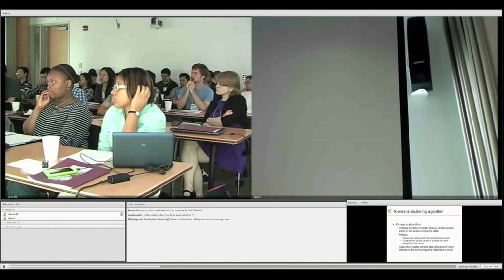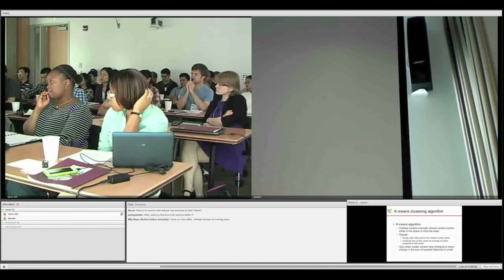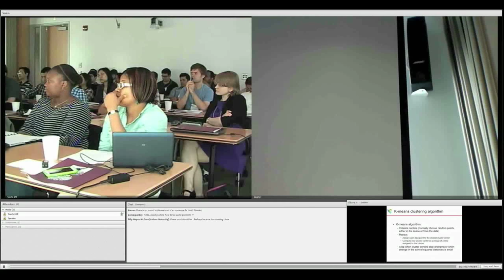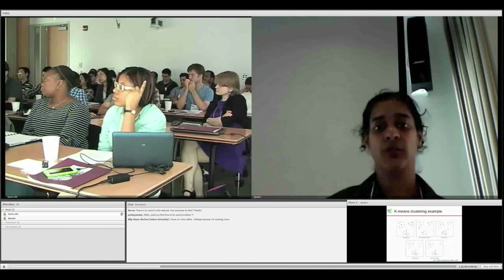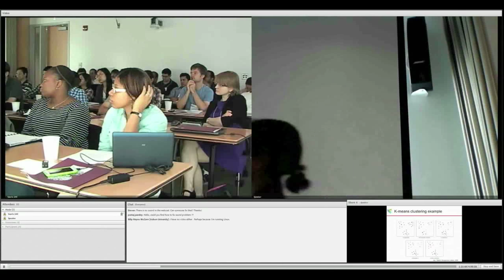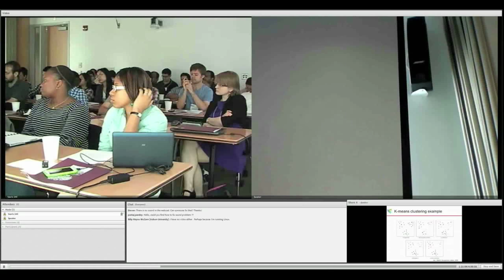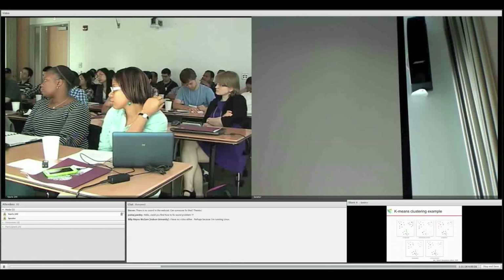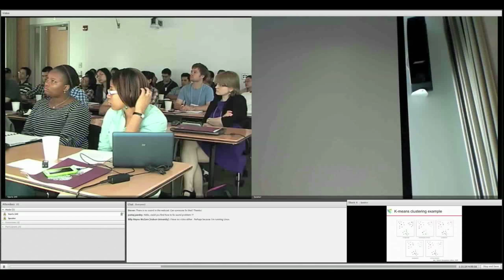This can be done by choosing k random points in our space, or choosing k random points from our data set as the cluster centers. There are a number of different ways to do the initialization. Then it repeatedly does two steps. In the first step, it calculates the distance from every data point to each of the k cluster centers, and it assigns the data point to the one that's closest. Then each of the cluster centers has a number of data points assigned to it, and it simply computes its new value as the average of the points assigned to that center.